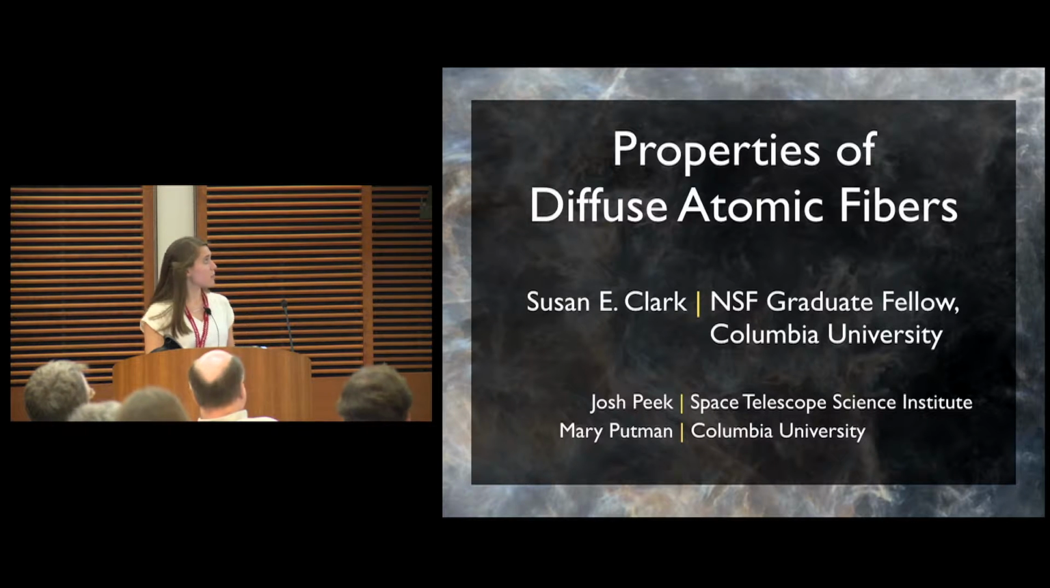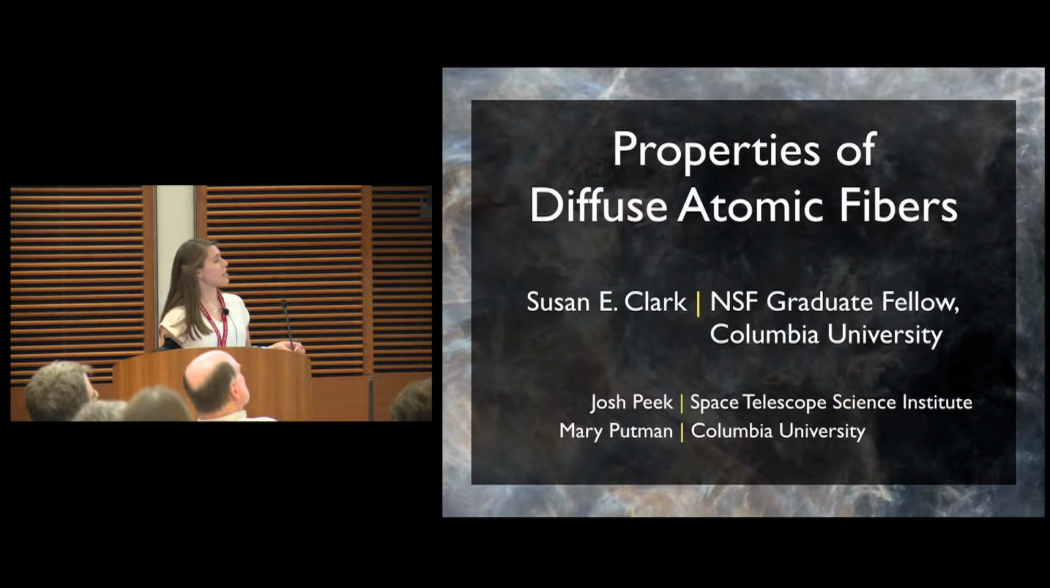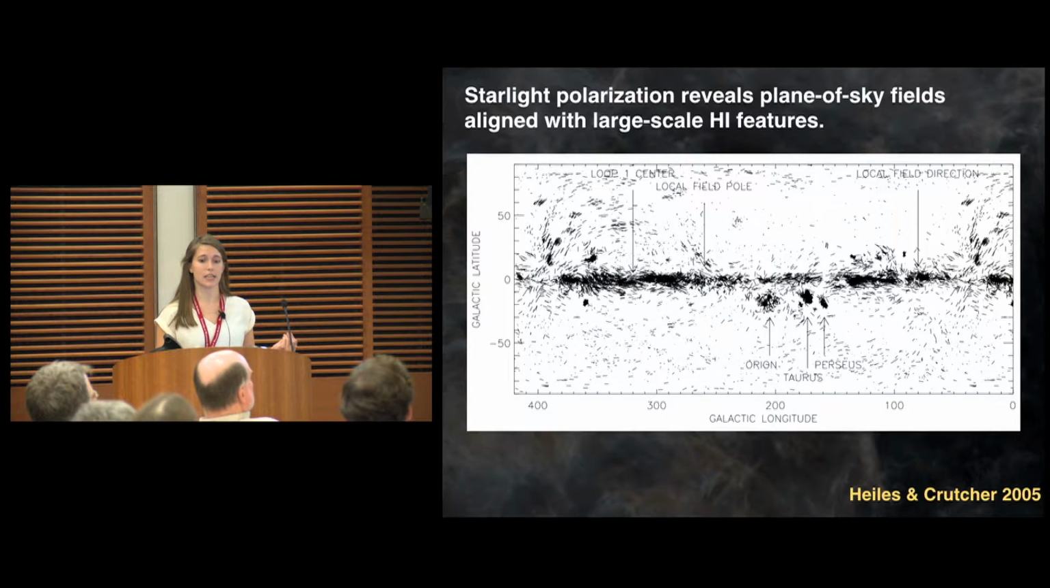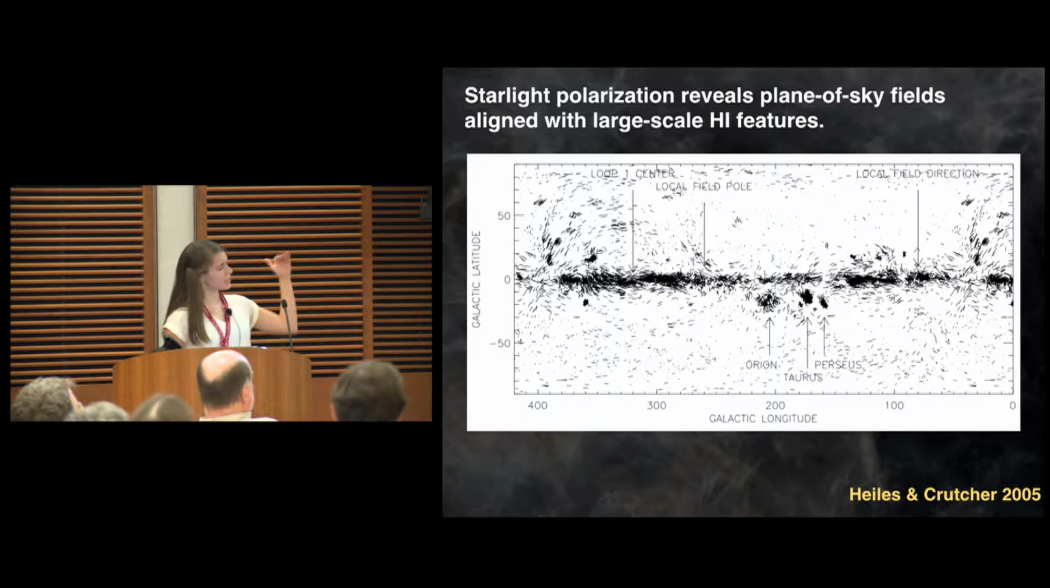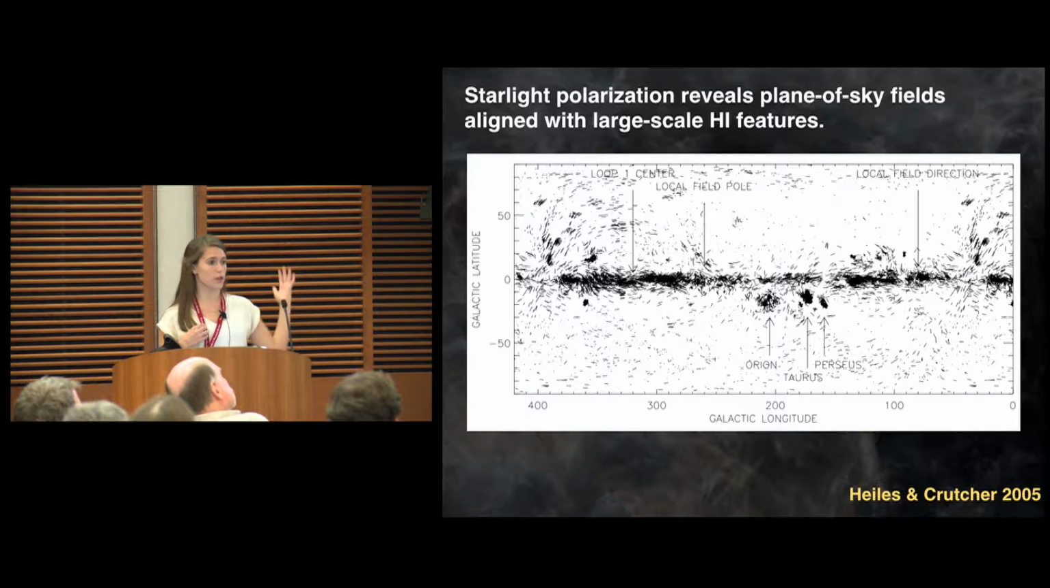out. So much of this work actually traces back to early work by Carl and Dick and others who showed that the orientation of starlight polarization on the sky traces large-scale H1 structures. So you can see that the little polarization pseudovectors in this plot follow the orientation of the galactic plane and also trace out some of the large-scale H1 structures we know and love, like loop 1.